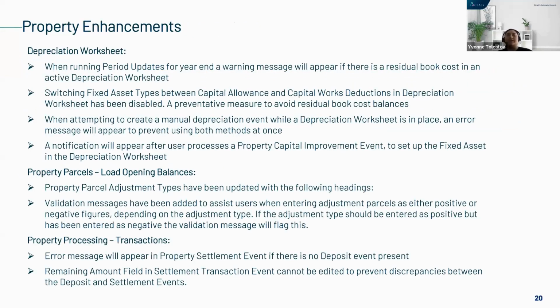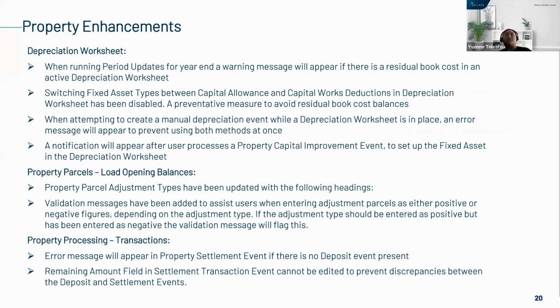So first up, with the capital improvement transaction, after you submit your business event, you'll be met with an orange message to remind you to add the investment to your depreciation worksheet if you have one active. So after you click submit, a little orange window will appear and tell you to add this investment if you have an active depreciation worksheet.